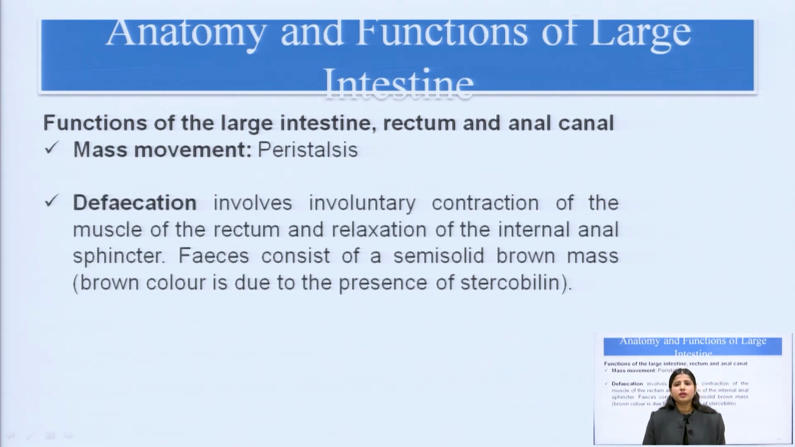Now coming to the mass movement. This is responsible not only in the large intestine, but also in the stomach. There is a peristalsis movement going on in the stomach, in the esophagus, then the small intestine. Similarly, there is peristalsis in the large intestine, meaning the feces, the waste product which is formed, needs to come out of the body. Here we are using it as peristalsis or mass movement.